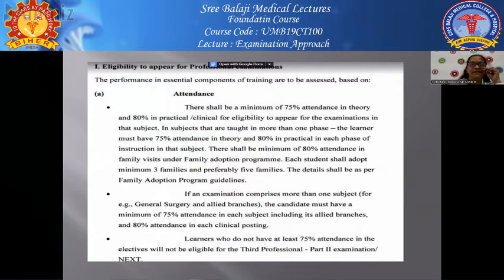So what is the eligibility criteria to appear for the professional examinations, that is the university exam? You must have 75% attendance in theory as well as 80% attendance in practical or clinical subjects to appear for the examination. And there should be a minimum of 80% attendance in the family adoption program, family visits also, and in elective portions also, you should have minimum 75% attendance.